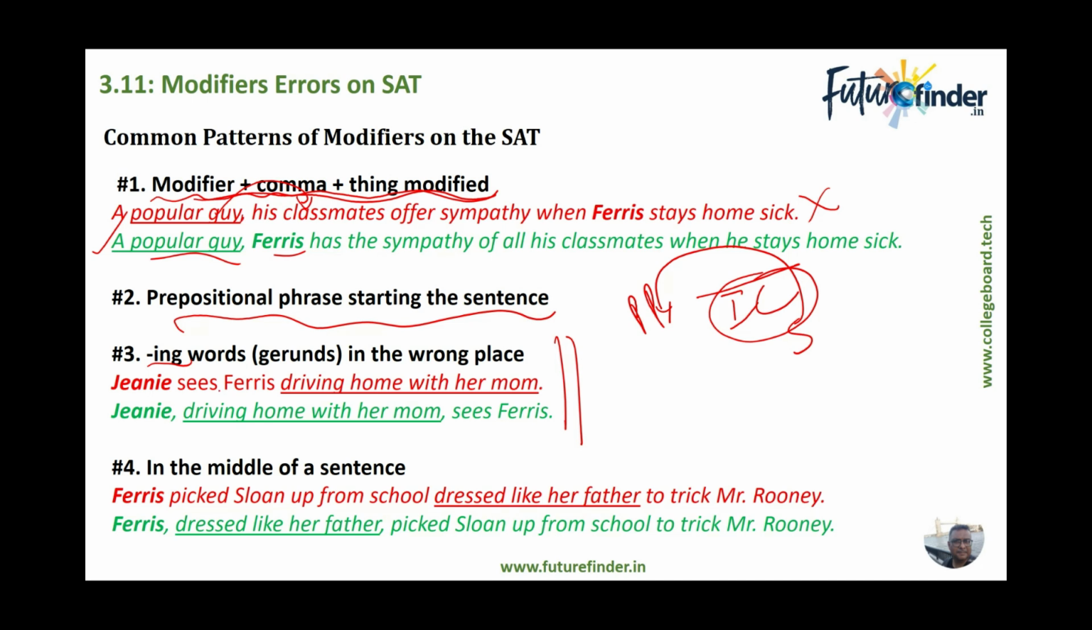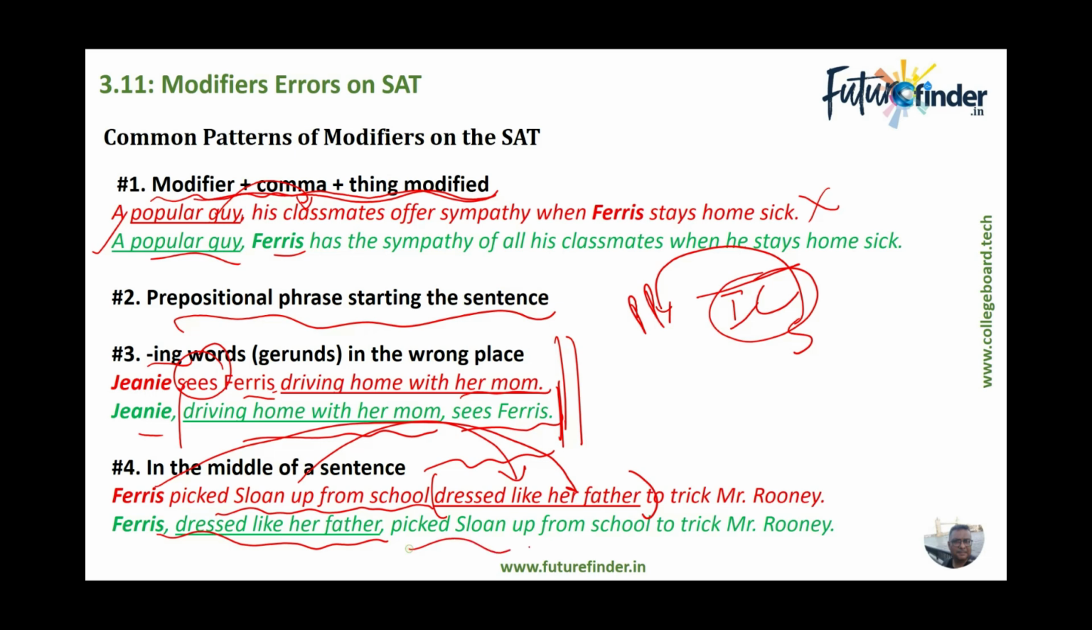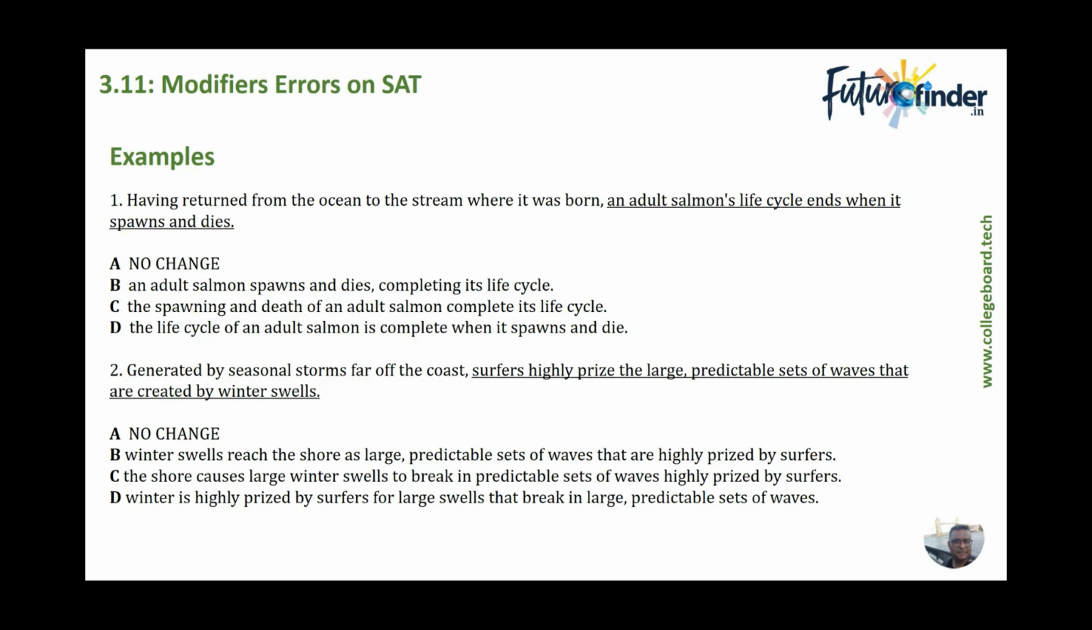Let's look at this example. Janie sees Ferris driving home with her mom. Now this definitely cannot be meaning Ferris driving home. So Janie driving home with her mom sees Ferris. So this is the correct way of presentation, and the modifier's placement could be in the middle of a sentence. Error could be in the middle of a sentence, wherein Ferris picked up Solan from the school dressed like her father. Who? Solan dressed like her father? No, Ferris was dressed like her father. So Ferris dressed like her father picked up Solan from the school to trick Mr. Rooney. So let's get to some examples.